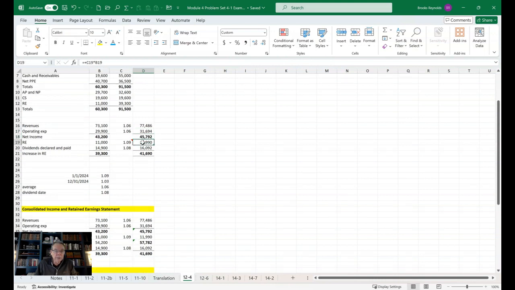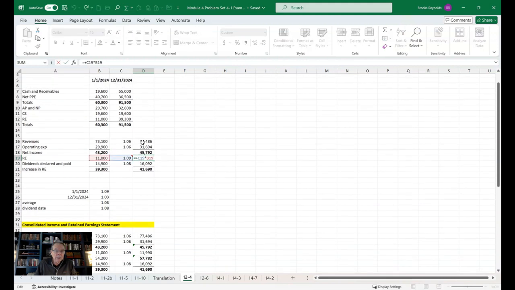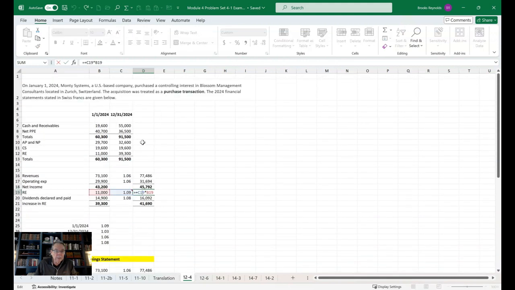And then you do the retained earnings, which again is 11,000. That's what was true at the beginning. Dividends would be on the dividend declaration date. So that's 14,900. And so I'm going to subtract that. I'm going to add this, subtract that. And so we're going to get the net income minus the dividends here, plus the beginning retained earnings.